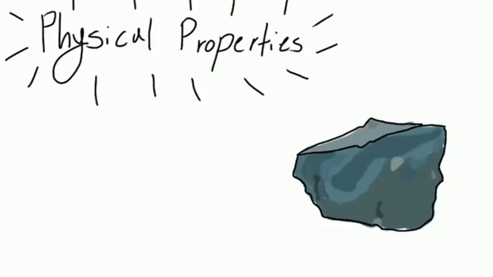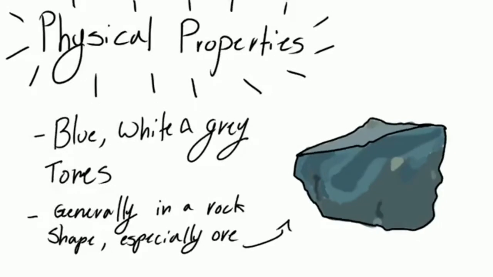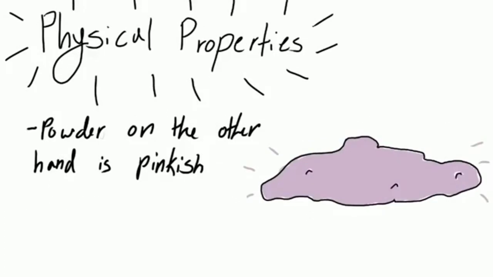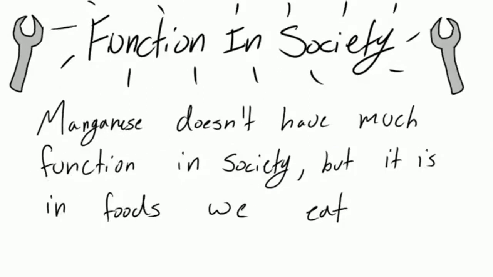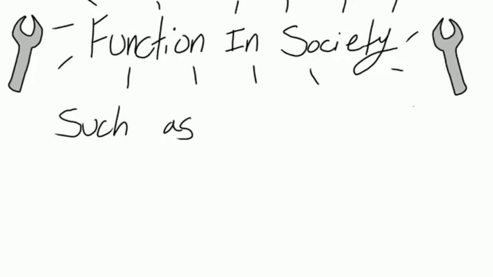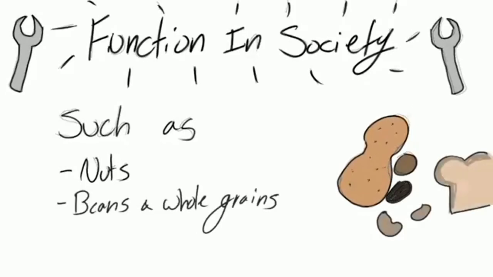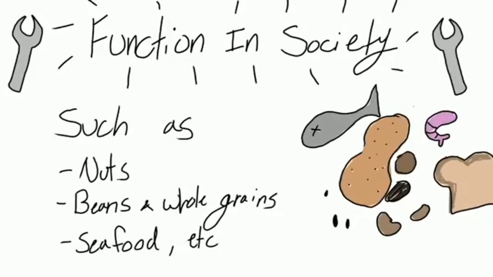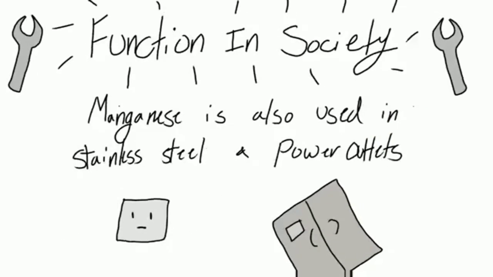The color for manganese is blue, white, and gray tones, generally in a rock shape, especially ore. Powder, on the other hand, is pinkish and very brittle. Manganese doesn't have much function in society, but it is in the foods we can eat, such as nuts, beans, whole grains, seafood, and many more. Manganese is also used in stainless steel and power outlets.